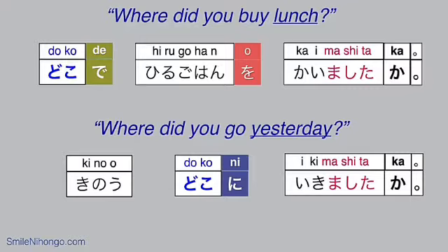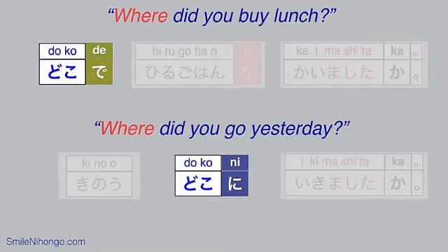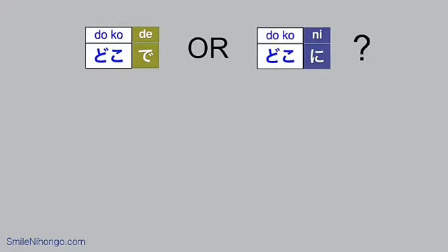I hope now you understand and feel confident as to how to use the question word どこ with the right particle when you have a verb in your question. Again, the most crucial part is to figure out if you need to use どこで or どこに in your sentence. Let's review it one more time. When you ask どこで, you are asking where at. When you ask どこに, you are asking where to.